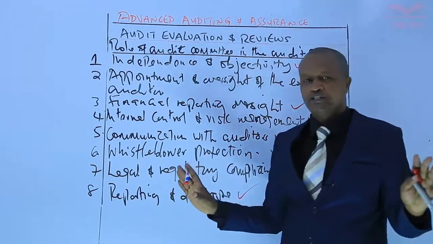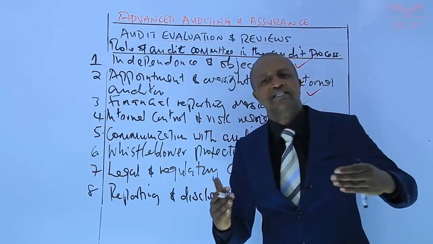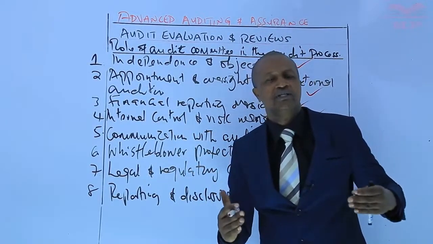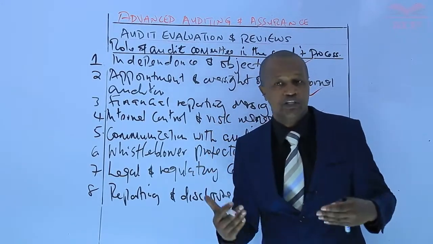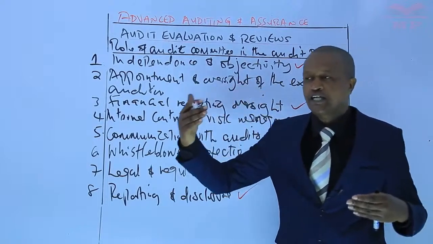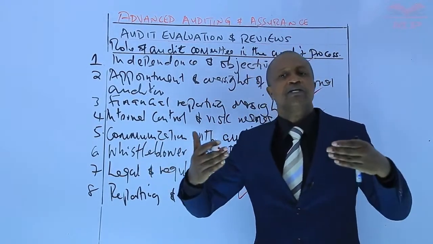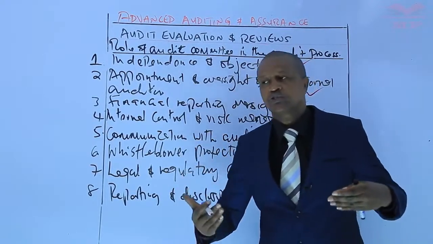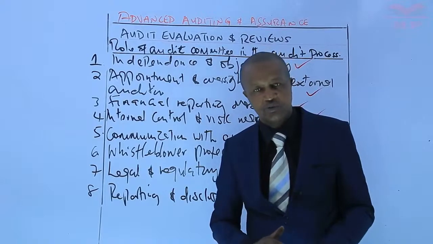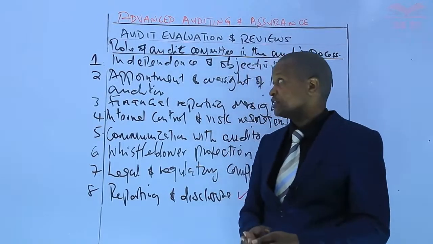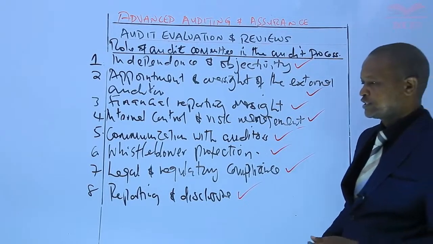So in summary, candidates, the audit committee acts as an independent and objective body that enhances the credibility and reliability of the audit process. Their oversight and involvement contribute to the integrity of financial reporting, the effectiveness of internal controls, and the overall governance of the organization. So that's all as far as the role of the audit committee in the audit process is concerned.